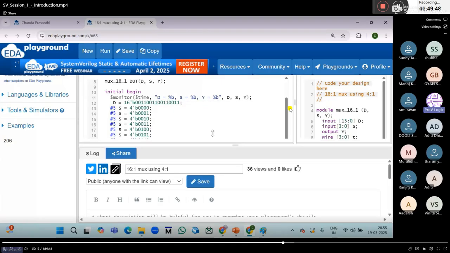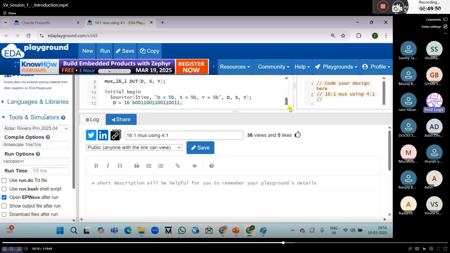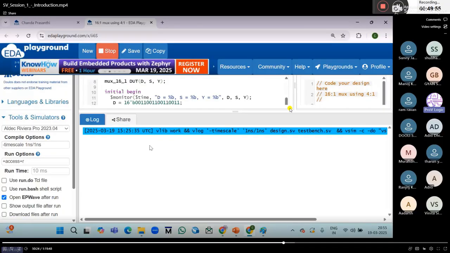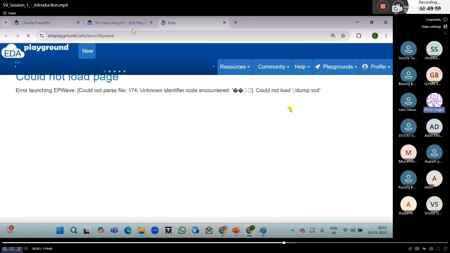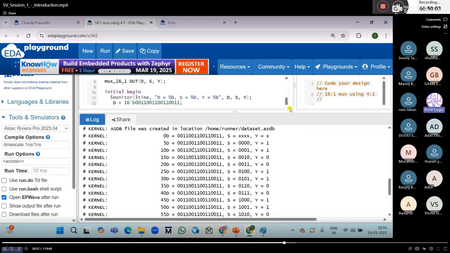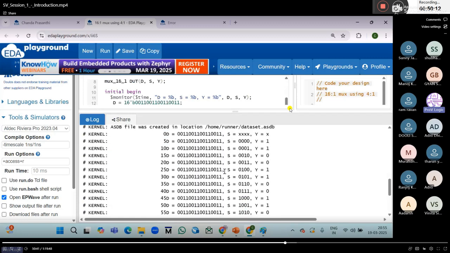It is also a time-taking process. Suppose it is 32-bit data, we cannot assign all the values; 2 power 32 scenarios we can't assign. That time also it will be a very tough task, very time consuming. So these are the inputs and outputs you can check for the multiplexer.